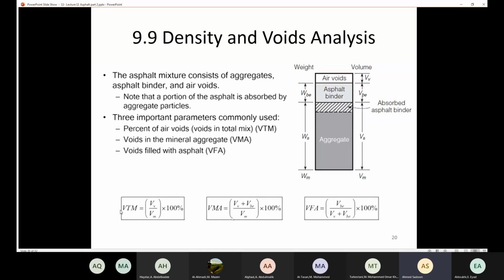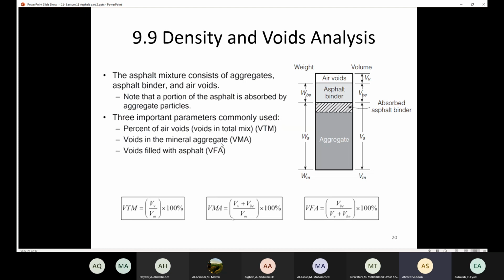First, we need to determine VTM, the voids in the total mix. So in order to determine the voids in the total mix, from here to here represents the total volume V sub M, and this one is the air voids V sub V. Then to determine the voids in the total mix, I'm going to divide V sub V over V sub M. So VTM is V sub V over V sub M. In order to convert it to percentage, it needs to be multiplied by 100%. So VTM is easy. Then I have VMA.